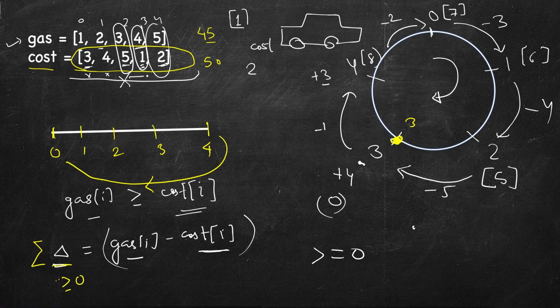Maybe you started from here and reached here, but the overall total was less than 0, this total delta. Then we cannot complete the journey. So we keep track of two variables, total delta and current delta. So let's say it's negative here, negative, negative. So you start from here, you see it's negative. So you come here, you reset everything to 0. So initially both are 0. We have not started yet.